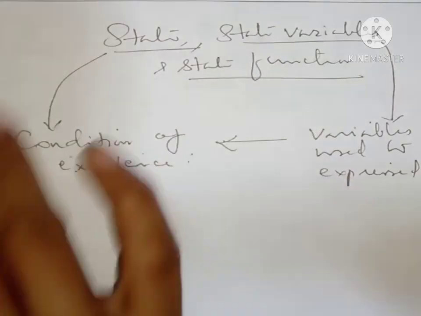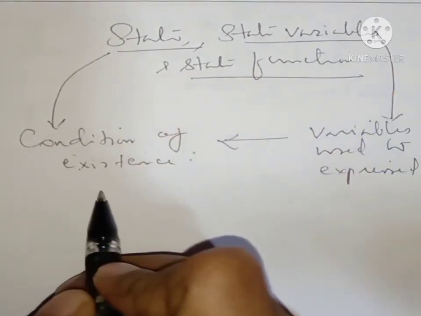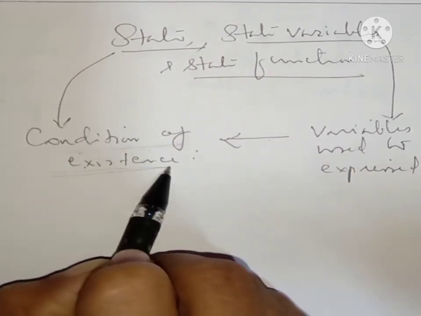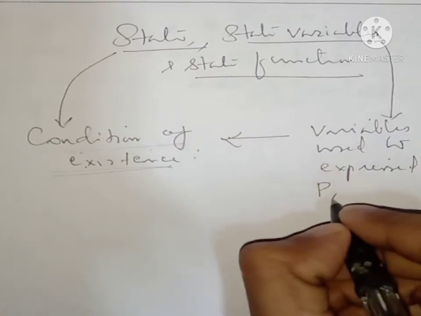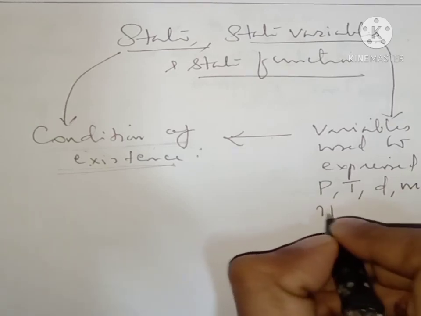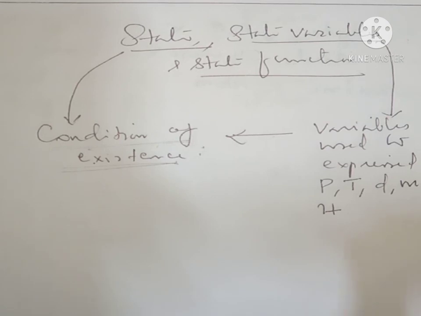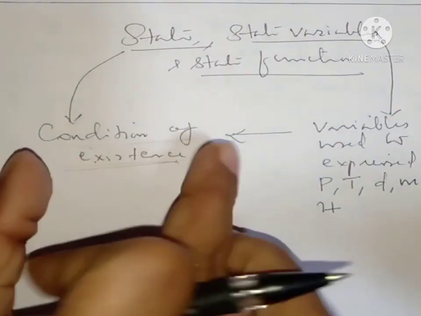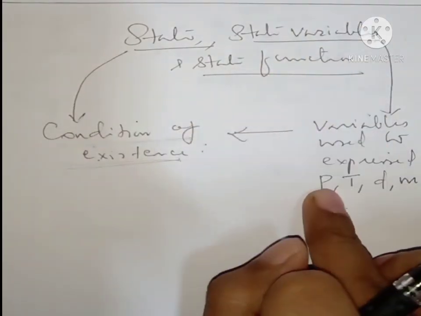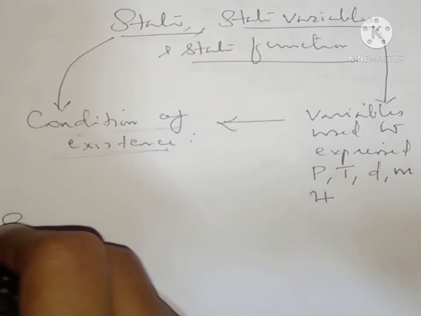That is, if a system is in a particular state, then we can express this condition by using some variables like pressure, temperature, density, mass, heat, enthalpy, energy, etc. So, all the variables used to express a particular state of a system are known as state variables. Then, the next one is state function.